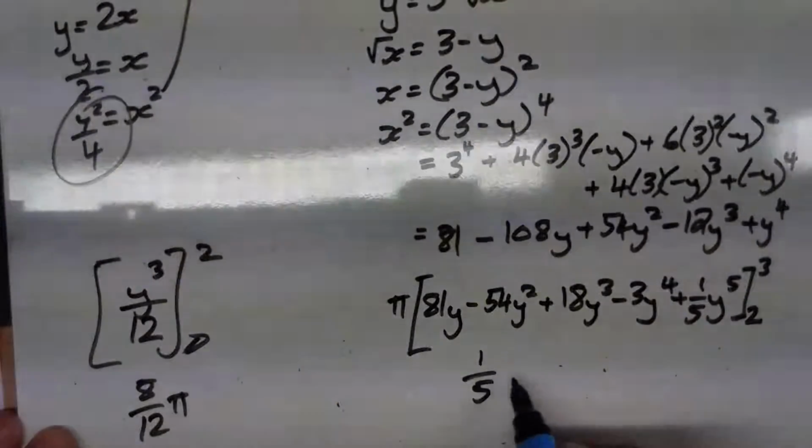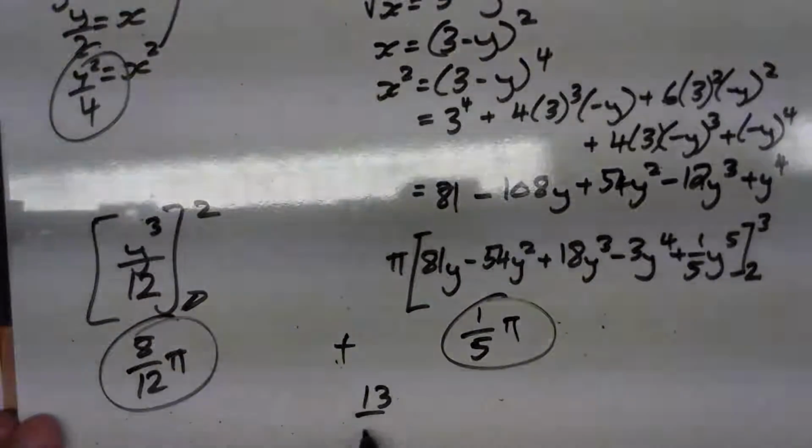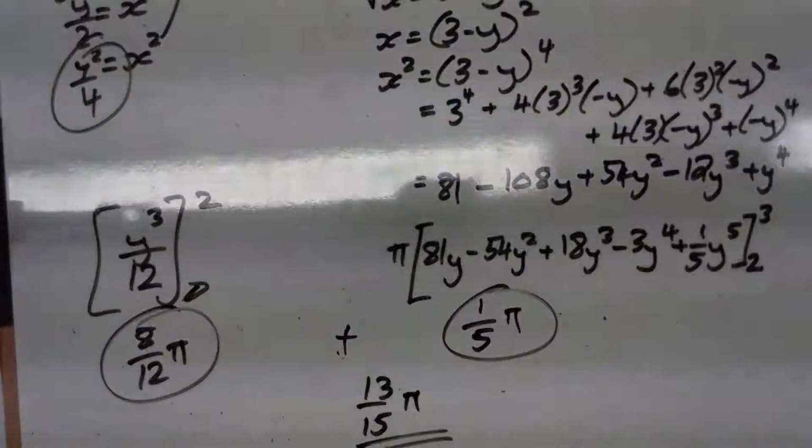The total is that bit from the top and that bit from the bottom. That makes a grand total of 13/15 pi. Longest video I've done today.